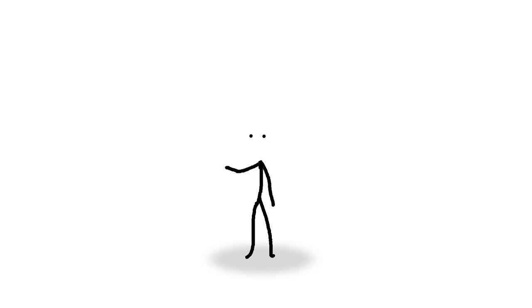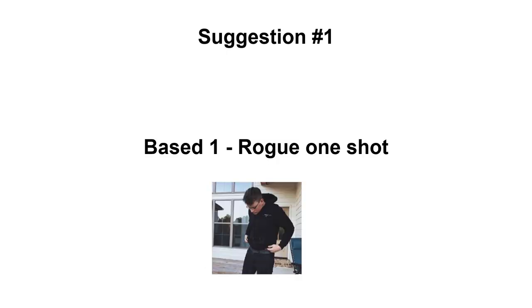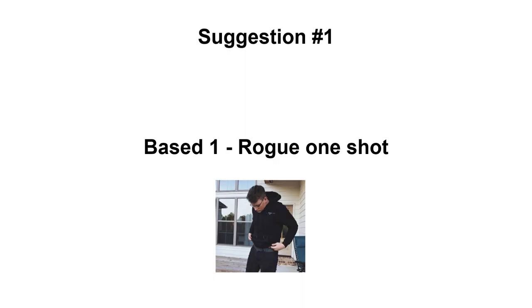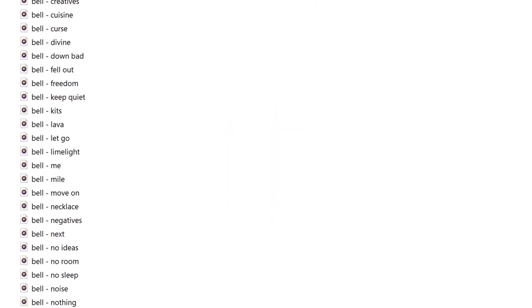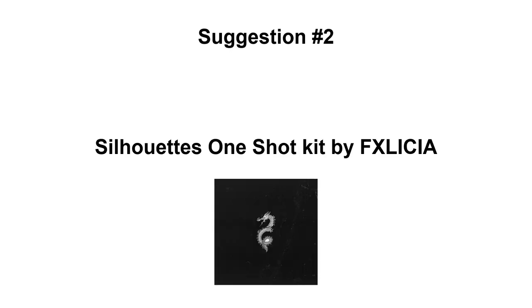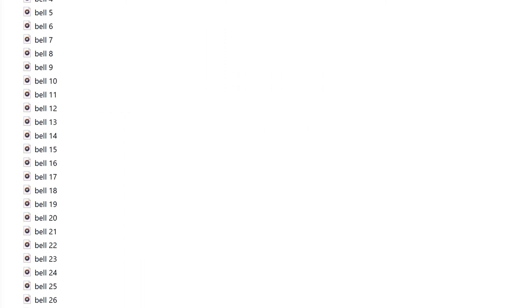If you're still not sure what kind of sound you want, well, here's some suggestions. For the main melody, I love the bass one. I don't know if it's Rug, Rouge, or whatever one-shot kit. It has a bunch of clean samples that can be easily manipulated into something hard. If you don't have money to pay for that, you can try downloading one of Felicia's free one-shot kits. I recommend Silhouettes. It also has a bunch of great bell samples.